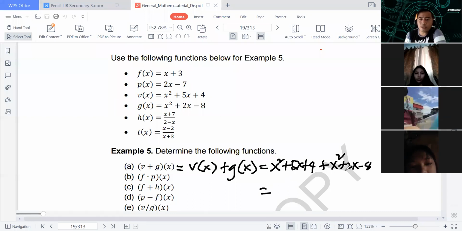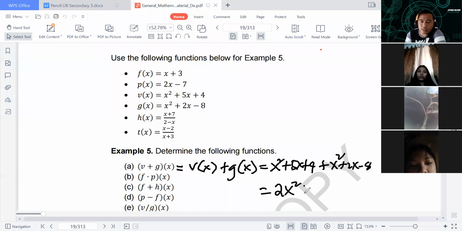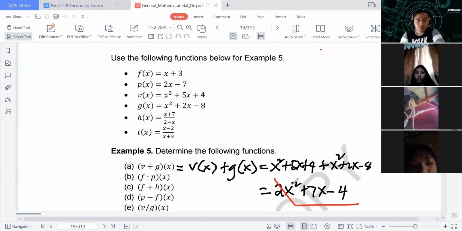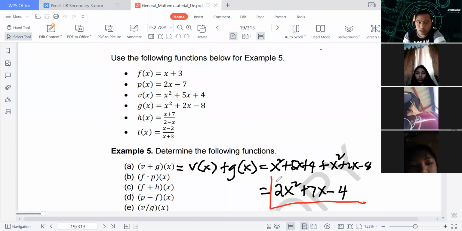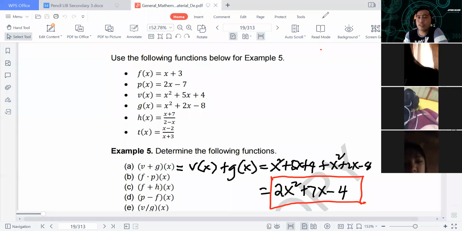And if you simplify it further, you can combine this x squared and x squared. That will be 2x squared. You can combine 5x and 2x. That will be 7x. 4 and negative 8 will be negative 4. Clear? So it means v plus g of x is just equal to 2x squared plus 7x minus 4. Is it clear, class?